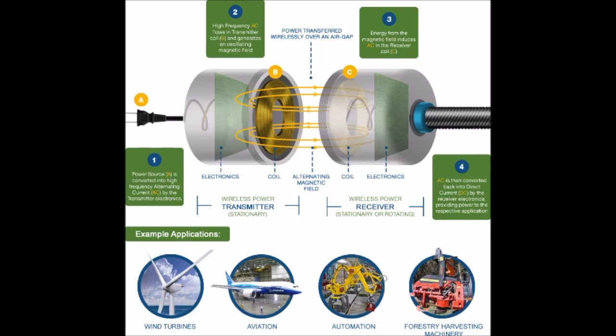Step 1. Power source A is converted into high-frequency alternating current by transmitter electronics. Step 2. High-frequency alternating current flows in transmitter coil B and generates an oscillating magnetic field. Step 3. Energy from the magnetic field induces alternating current in the receiver coil C. Step 4. Alternating current is then converted back into direct current by the receiver electronics, providing power to the respective application.